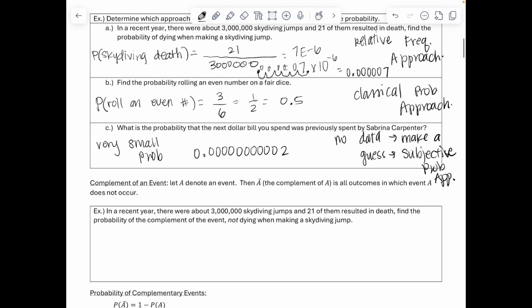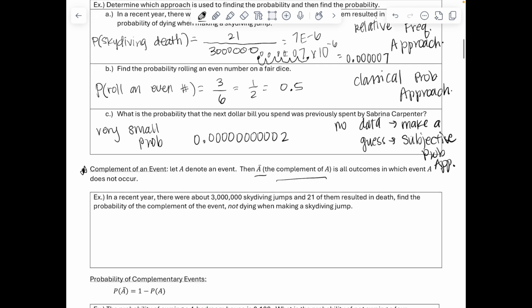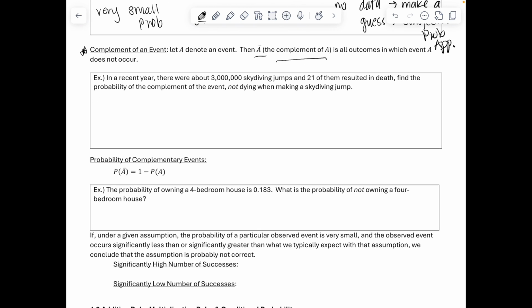So we have complements of an event. A complement of event A is denoted with an A bar. Sometimes you'll see it with A sub C written up at the top like an exponent. And so A bar is the complement of A, and this is the outcome in which event A does not occur. So the example right below says, in recent years, there were about 3 million skydiving jumps. 21 of them resulted in death. Find the probability of the complement of the event. And the complement of the event would be not dying while making a skydiving jump.